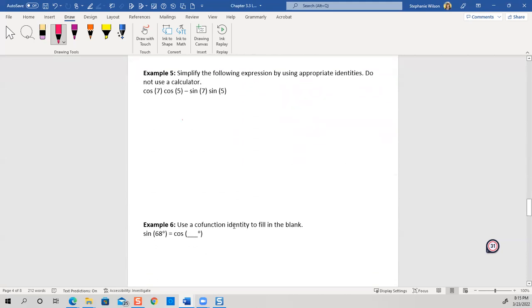Okay. Simplify the following expression by using appropriate identities. Do not use a calculator. So we know what alpha is, we know what beta is here, and they both are correct. Okay, so that looks great. So now let's just write it in. We got cosine of 7 plus 5, which is cosine of 12. And that is our answer.